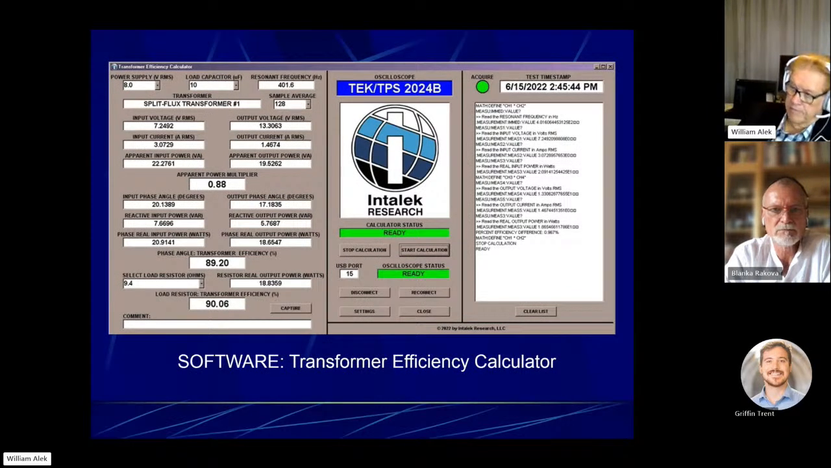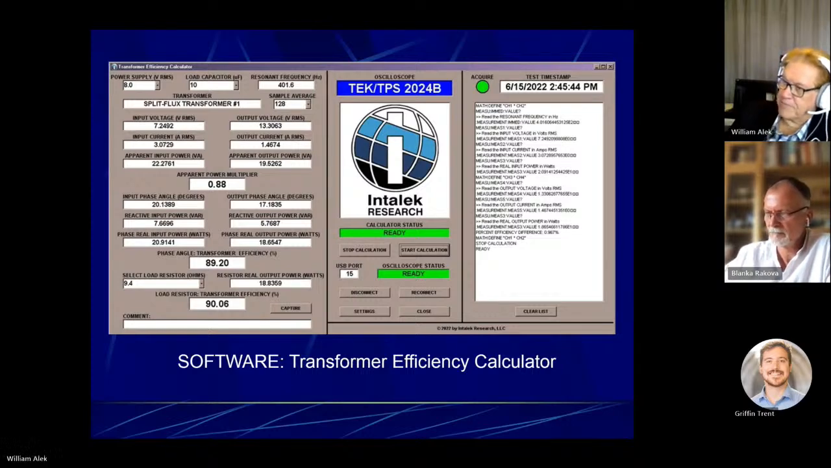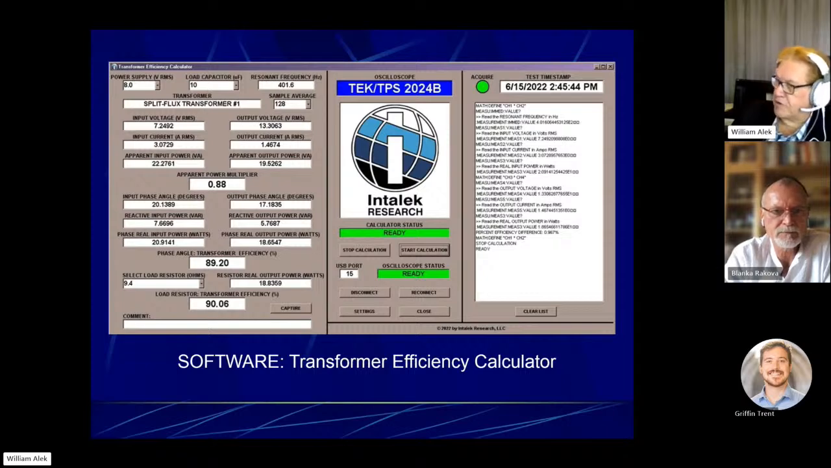This is my software. This is written in Visual Basic, actually. Visual Basic is actually a very solid platform to write this software. And so it reads the scope, sends messages back and forth to the scope, and takes all these readings on the input and output and does these calculations of computing the efficiency and input phase angles and output phase angles. So it's doing all this number crunching, okay?